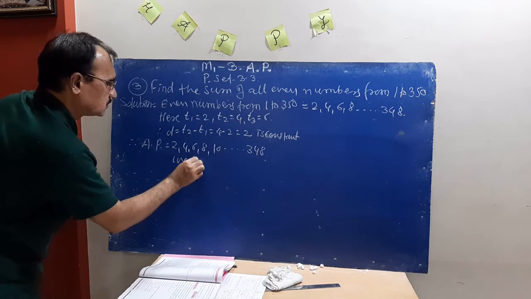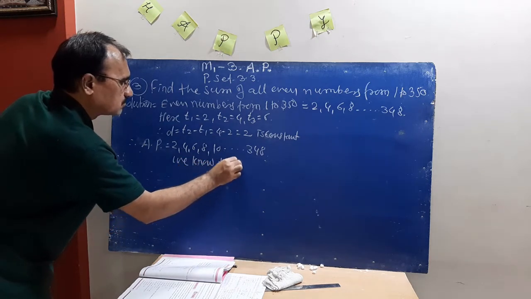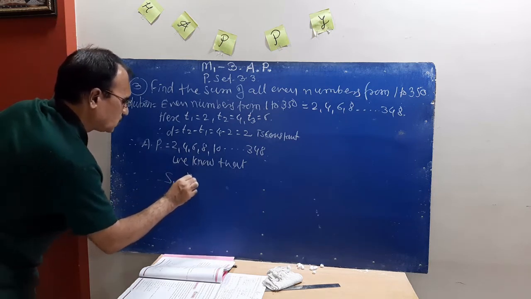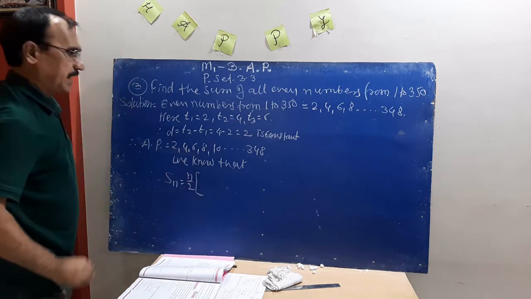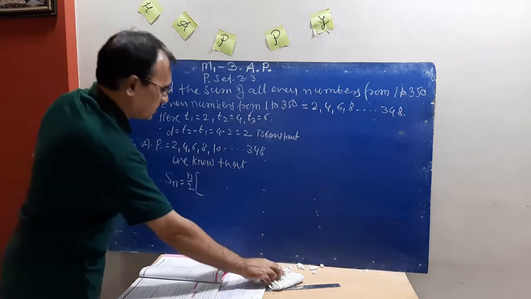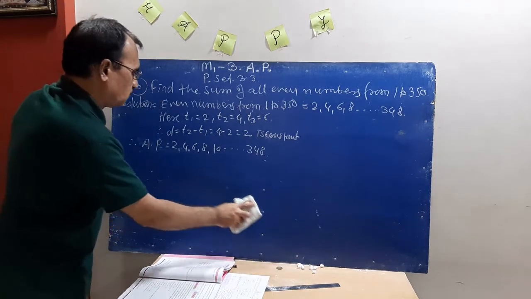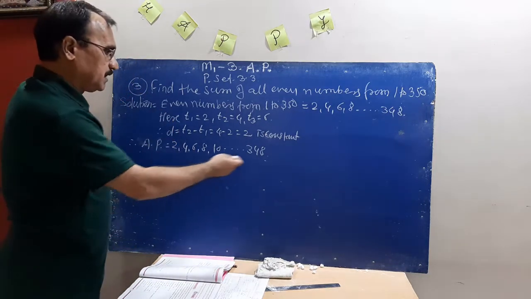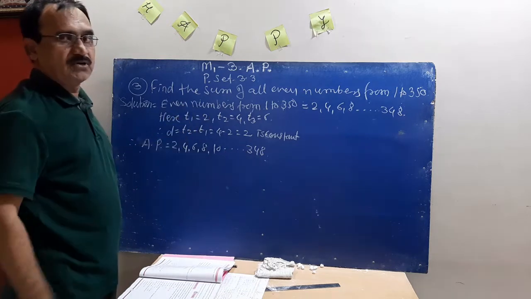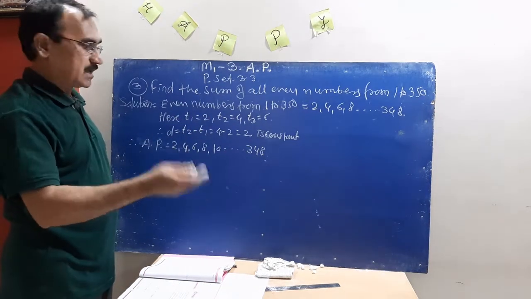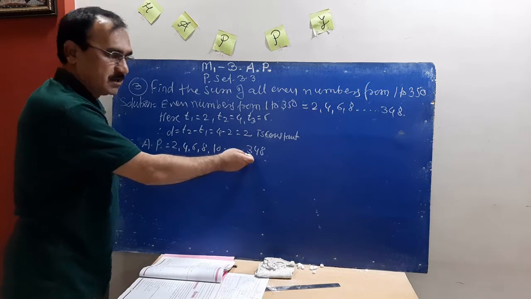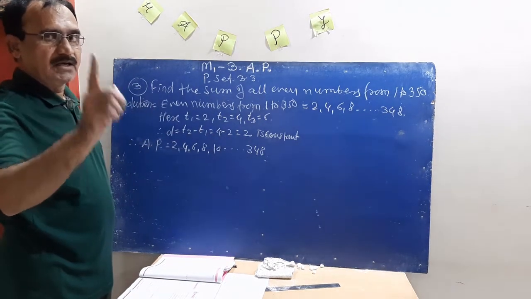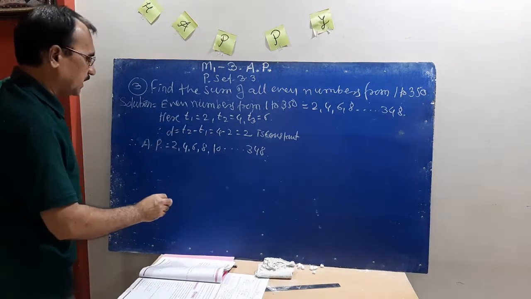We know the formula: Sn is equal to n by 2 in bracket. But before that, we have to know how many numbers there are from 2 to 348. First, we have to find how many even numbers there are between 2 and 348, and we can find it with the help of the formula for the nth term of an AP.